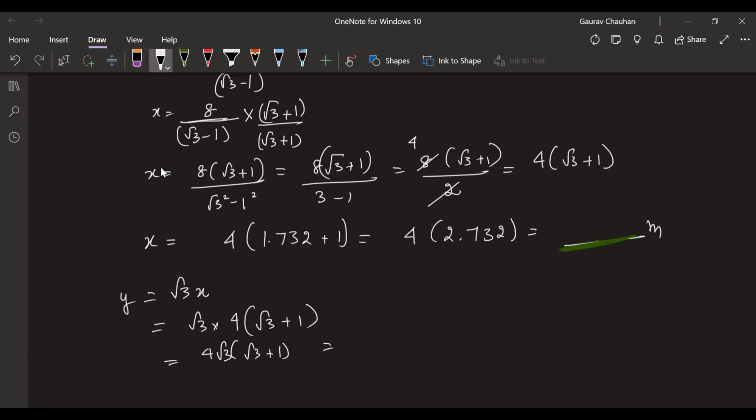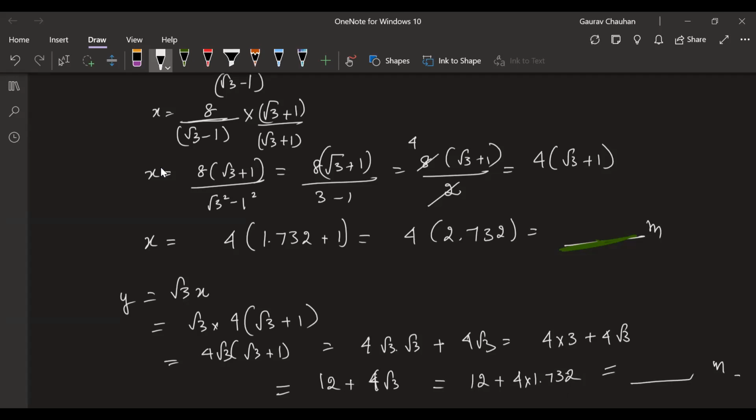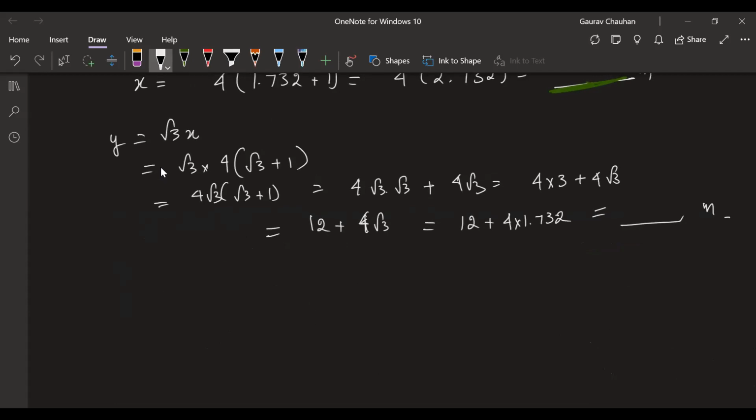When you open the bracket, you will get 4 root 3 into root 3 plus 4 root 3. That's equal to 4 into 3 plus 4 root 3, which is 12 plus 4 root 3. You do this multiplication. 12 plus 4 into 1.732. Multiply this and add to 12. That will be a much simpler method of going to the final one. And then you write the final answer.